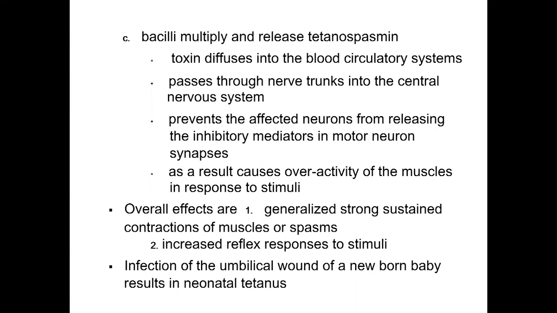So as they multiply, tetanospasmin is released, and this is the toxin. It diffuses into the blood circulatory system and eventually passes through nerve trunks into the central nervous system. And here is where it exerts its activity. It prevents the affected neurons from releasing the inhibitory mediators in motor neuron synapses. These inhibitory mediators are usually well known by students. Now you know their names, but they kind of regulate neurotransmission. They control it in a way, and if they are not released, then there's no control with motor neuron synapses. So as a result of that, there is overactivity of the muscles in response to stimulation.